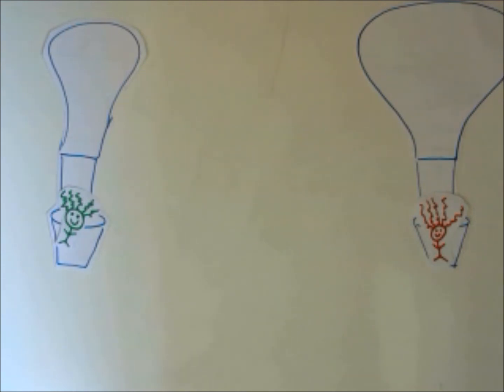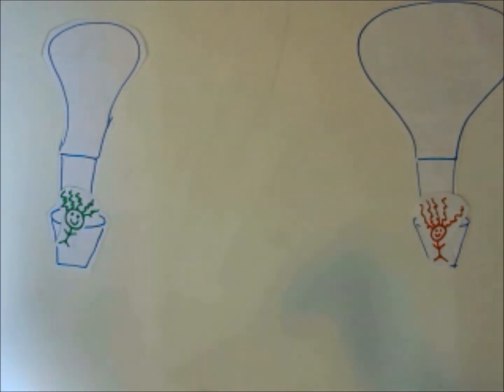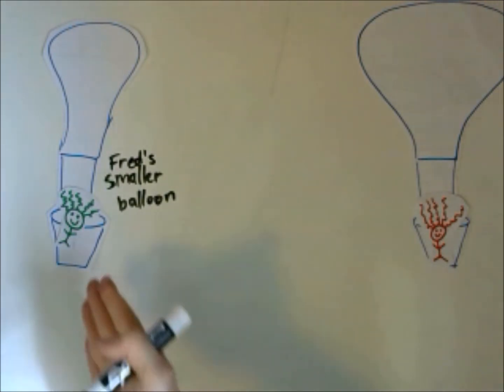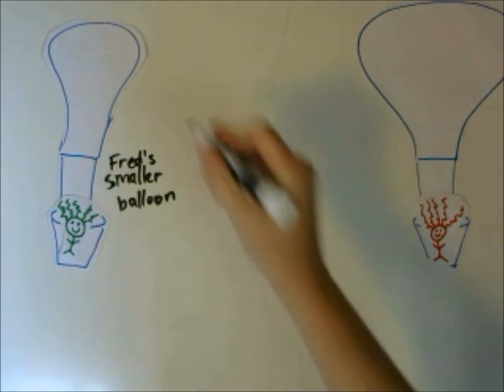Now Fred and Francine are going to take another air balloon trip. This time Francine knows to bring enough fuel. However, Fred has done something different. He's decided to use a smaller balloon. So the question is, will it make a difference? Who goes higher? Fred thinks that because he has a smaller balloon, it weighs less, and that less weight will allow him to go higher.